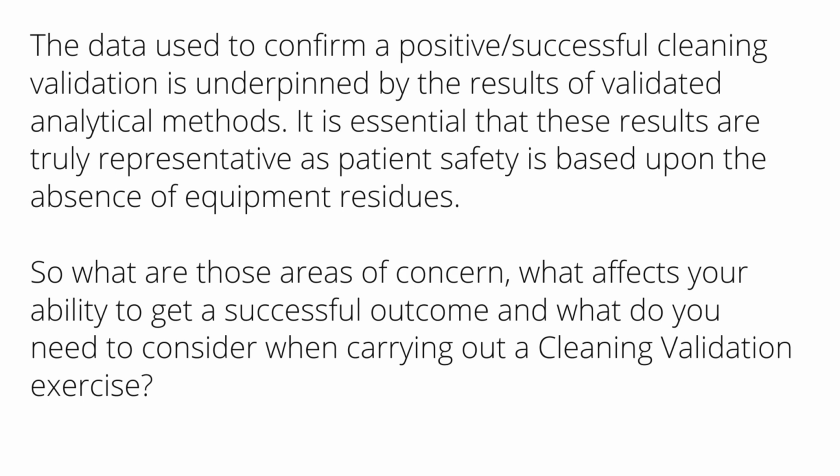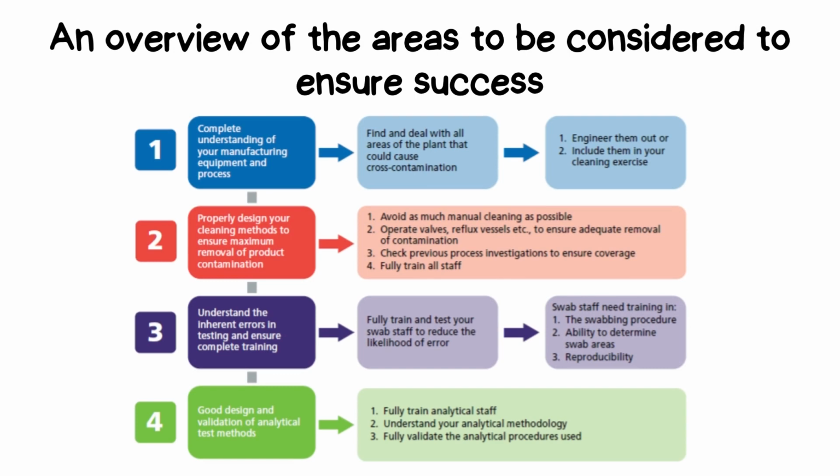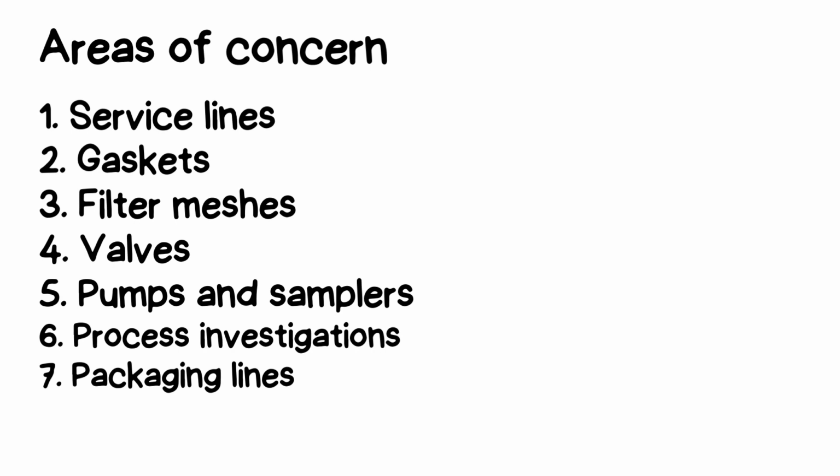So what are those areas of concern? What affects your ability to get a successful outcome, and what do you need to consider when carrying out a cleaning validation exercise? An overview of the areas to be considered to ensure success. Areas of concern: 1. Service lines. 2. Gaskets. 3. Filter meshes. 4. Valves. 5. Pumps and samplers. 6. Process investigations. 7. Packaging lines.